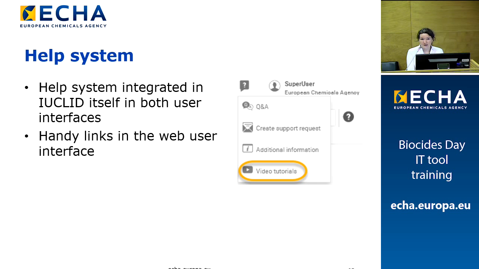The question mark on the right is the way to open the help system, and the question mark at the top is the way to go to some handy links. So Q&A, and from here you can create your support request. You can find additional information, and also this is the link to the ECA YouTube channel, where you can find a lot of video tutorials about the web user interface, and not only the web user interface.